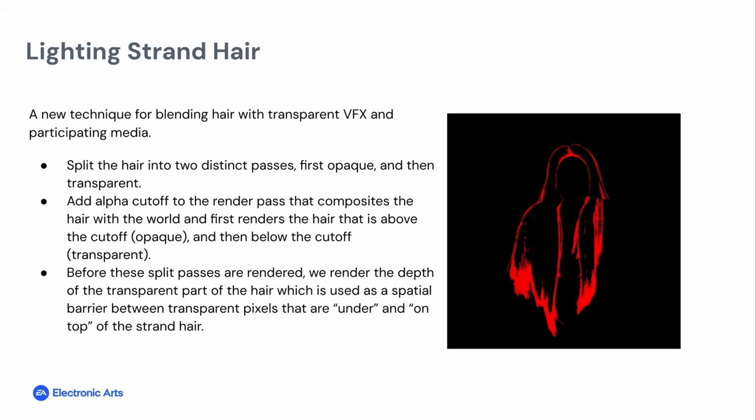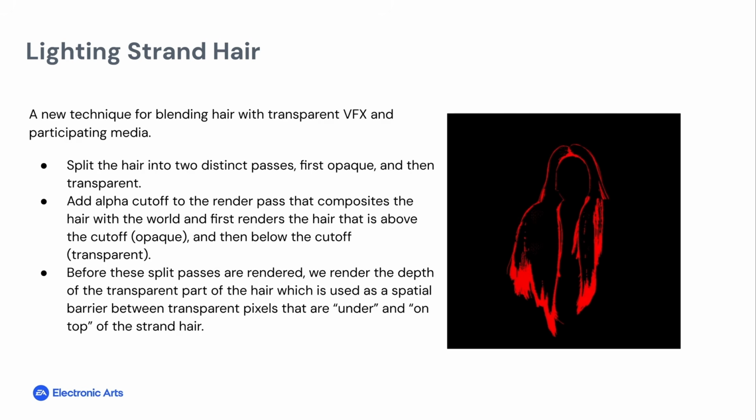Transparency blending was also an issue with strand hair. So we did something called layer transparency, which is very much like transparent edge. We added an alpha cutoff to render the opaque and transparent parts based on that cutoff. The image on the slide shows the transparent portion of the hair in red. We also rendered the depth of the transparent part of the hair beforehand. It is used as a spatial barrier between transparent pixels that are under or on top of the strand hair.